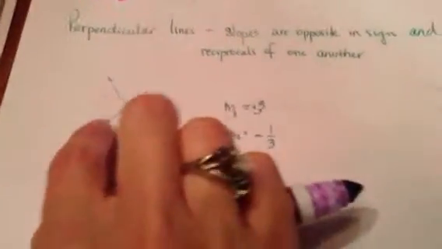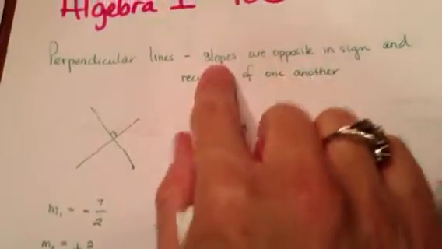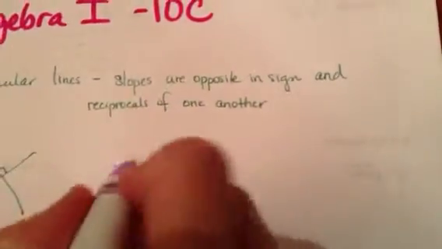So what do we know? Notice this one has positive slope, so this one's going to have negative slope. So what do we know? Slopes are opposite in sign, and they're reciprocals of one another. So I'm going to cross this out.